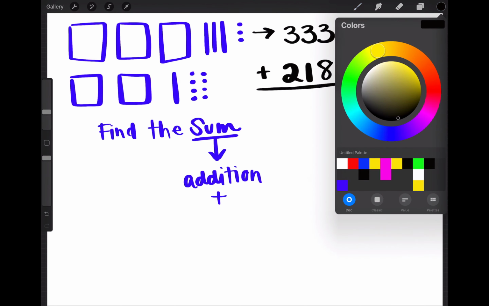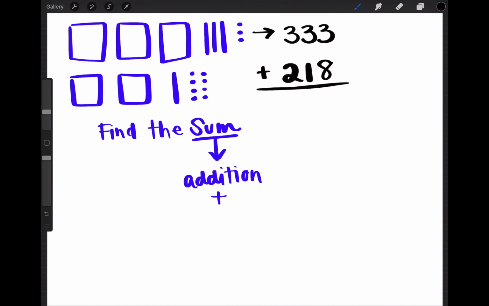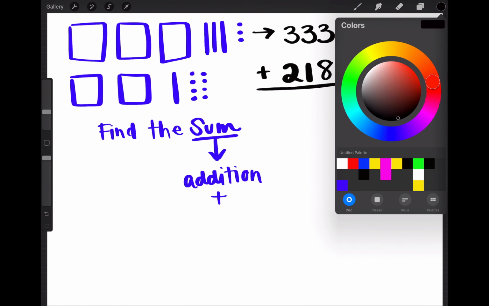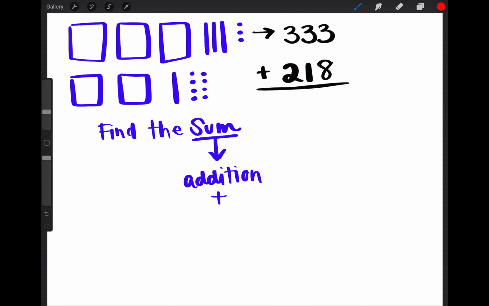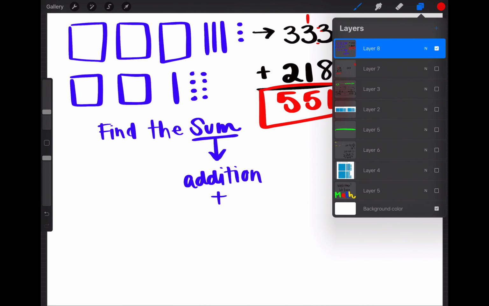Okay. Like always, we start in the ones column. So we have 3 and 8. 8 plus 3 is 8, 9, 10, 11. So you're going to go ahead. Oh, let me get my red pen. We're going to put 8, 9, 10, 11. A 1 on the bottom and a 1 on our top. And then we're going to add our tens column. So 1 plus 3 plus 1 is 5. Then we're going to add our hundreds, which is 3 and 2, and that also equals 5. So your answer is 551. Let's try another one.